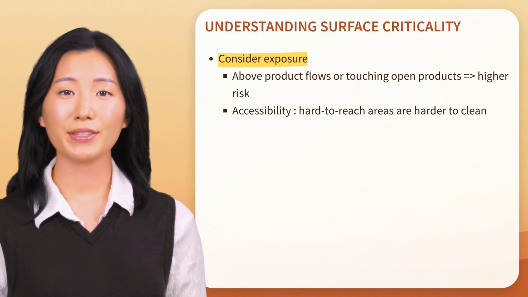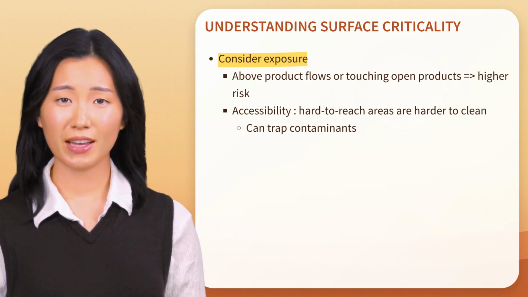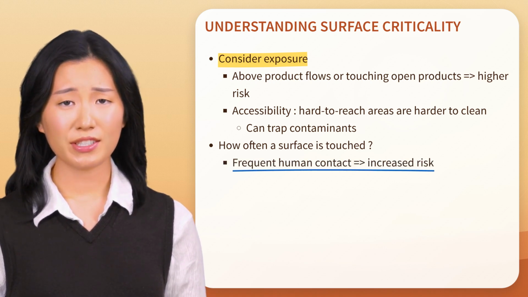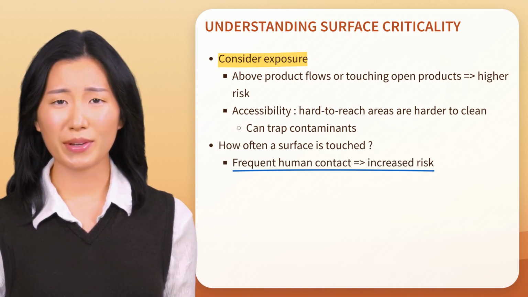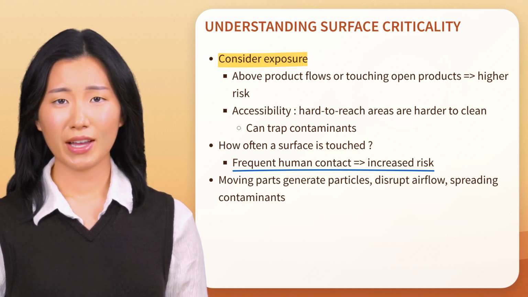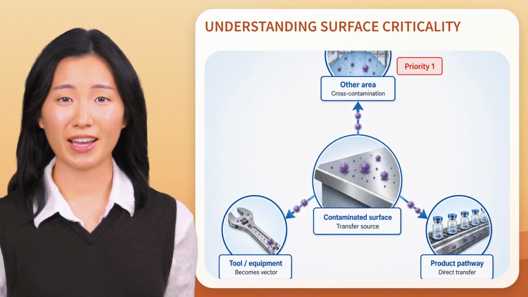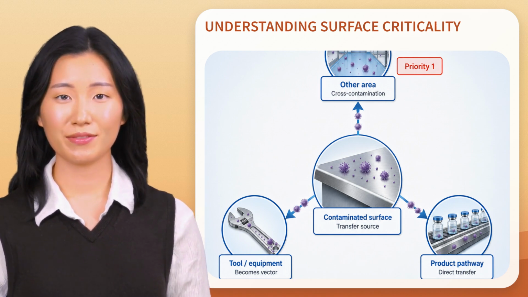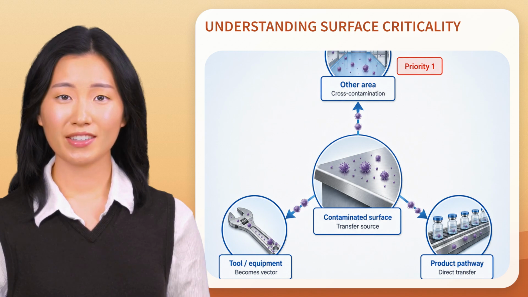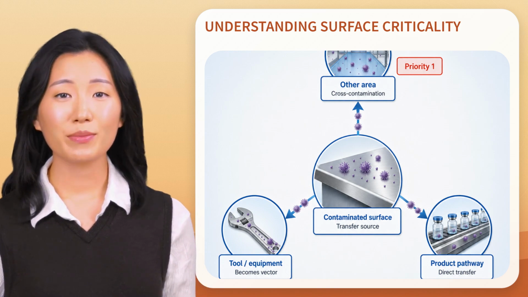Accessibility matters too. Hard-to-reach areas are harder to clean and can trap contaminants. Think about how often a surface is touched. Frequent human contact increases the risk of contamination. Mobility also plays a role. Moving parts can generate particles or disrupt airflow, spreading contaminants. Finally, a surface's potential to act as a vector for contamination must be assessed. Surfaces that transfer contaminants to other areas or tools are high risk. By focusing on these factors, you can prioritize decontamination where it matters most.